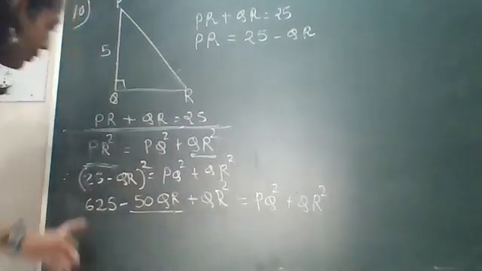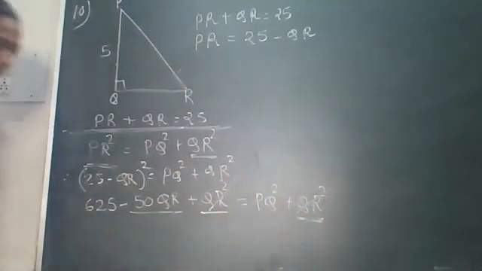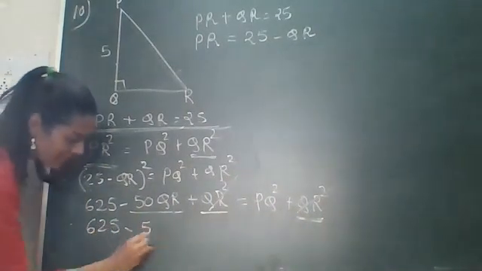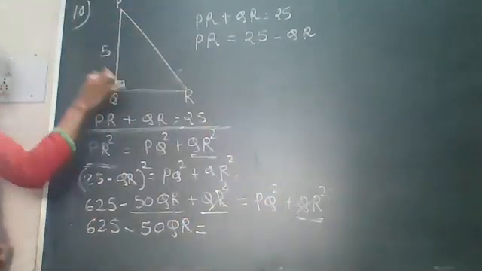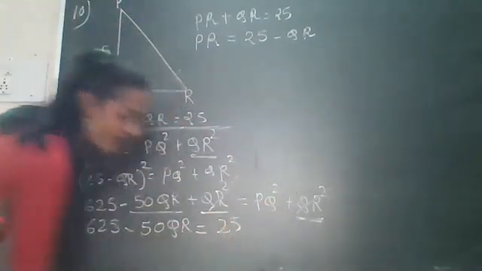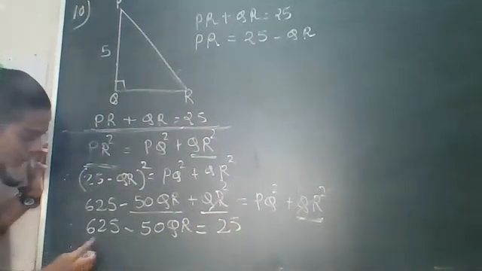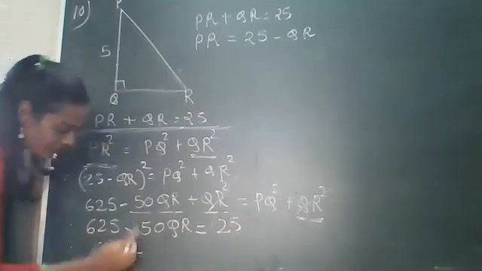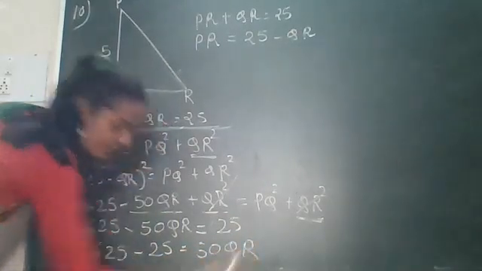Okay, so what can we do? QR square and here also QR square, so we cancel it out. Okay, so what can we write? 625 minus 50 QR is equal to PQ square. PQ is given as 5, so 5 square is equal to 25. So we are putting 625, and this 25 will come to this side, minus 25, is equal to 50 QR. Right?